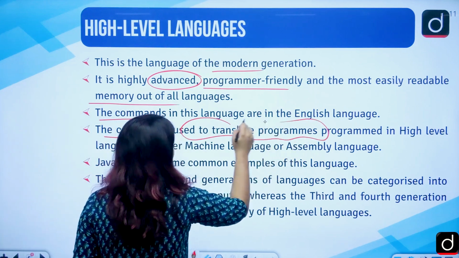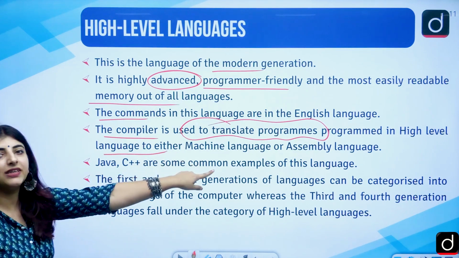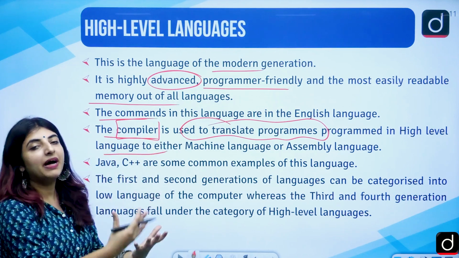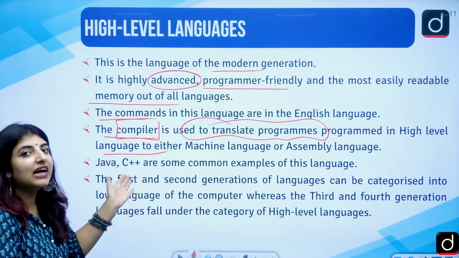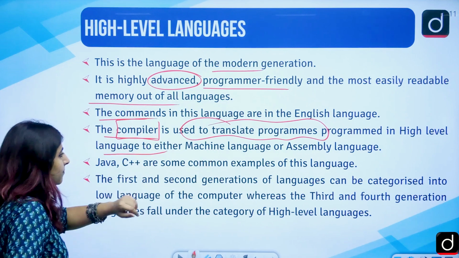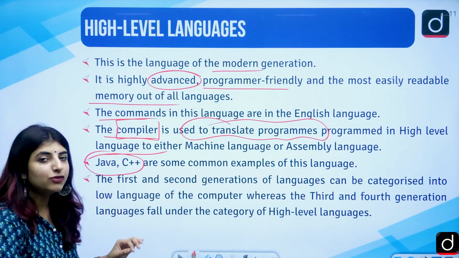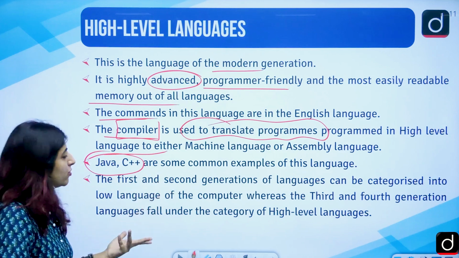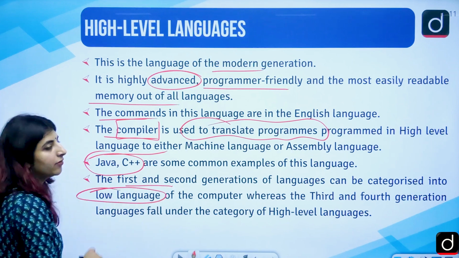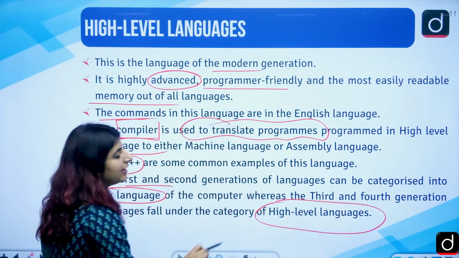Compiler is used to translate programs written in high level language into either machine level language or assembly language. So you see here, one language processor is already visible. Compiler compiles the code and translates, converts it into machine level language or assembly level language for the computer to understand. Some common examples are Java, C++, where you do coding and create programs, software, and so forth. First and second generation can be categorized into low level languages of the computers, whereas third and fourth generation can be considered under the high level languages.